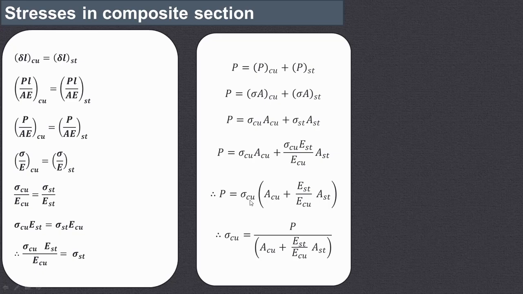Or we can say that sigma Cu will be equal to P upon this entire bracketed term, that is ACU plus EST upon ECU into AST. Once you know this particular value of sigma Cu, you can easily substitute that value over here and you will get the value of sigma ST. So in this way we can calculate the stresses which are induced in the composite section.